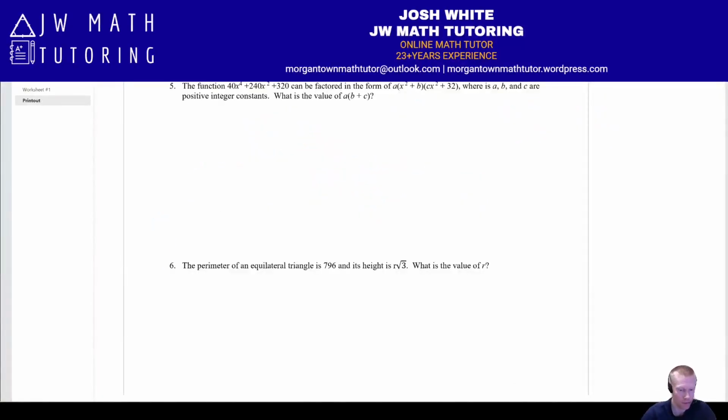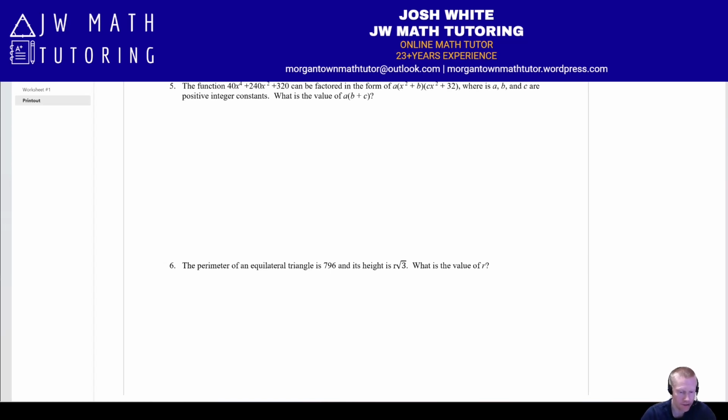Next up, we have question number 5. This is actually a fairly tricky question, because you are given a function here and you're told it's going to be factored into some form there, and a, b, and c are just constants, integers, and they want to know what the value of a times b plus c is.